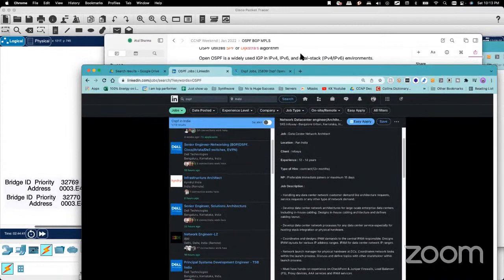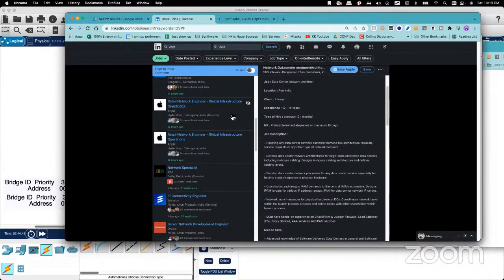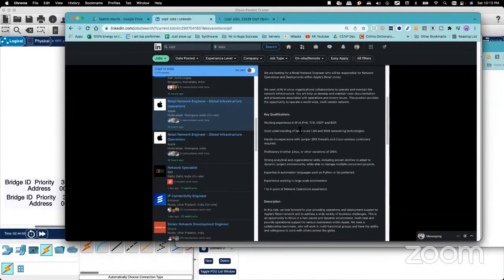Okay, you can check Dell, you can check IBM, even Apple also. You can see Apple is also hiring a retail network engineer. They are also asking TCP, IPv4, OSPF, and BGP. This is the most important thing being asked for any network engineer.